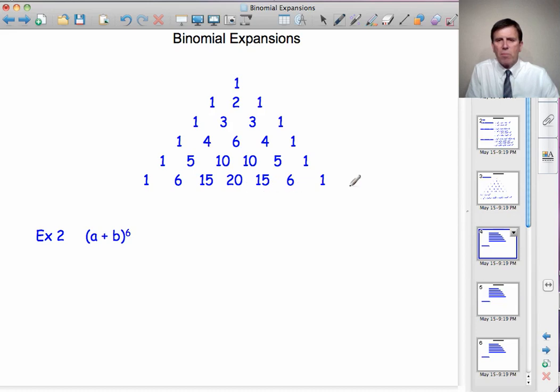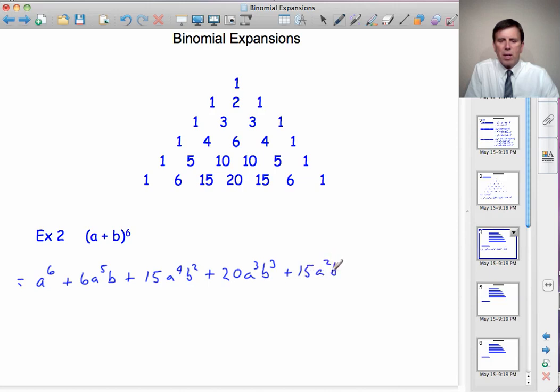Well, this is the line for the expansion of a plus b to the 6. We know because it's got the 6 in it. So we end up with a to the power 6 plus 6 a to the power 5 times b plus 15 a to the power 4 times b squared plus 20 a cubed b cubed plus 15 a squared b to the power 4 plus 6 a times b to the power 5 and plus a single b to the power 6.